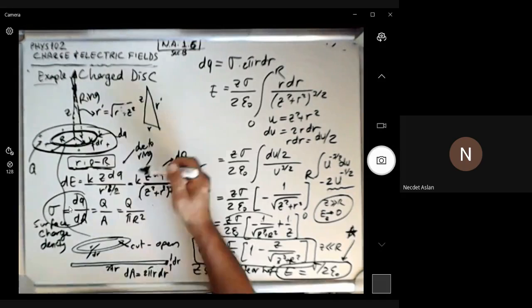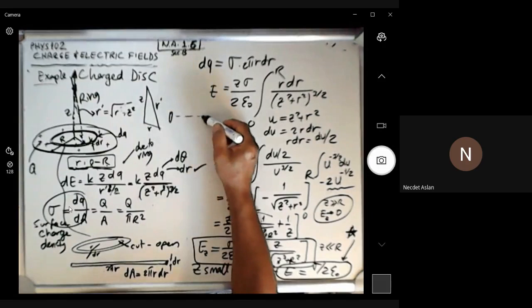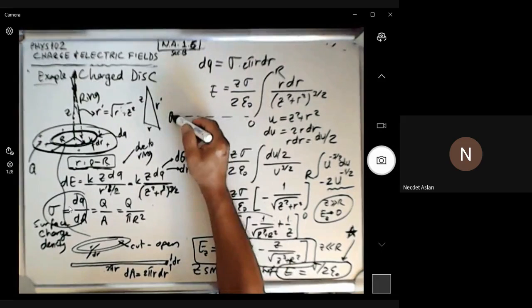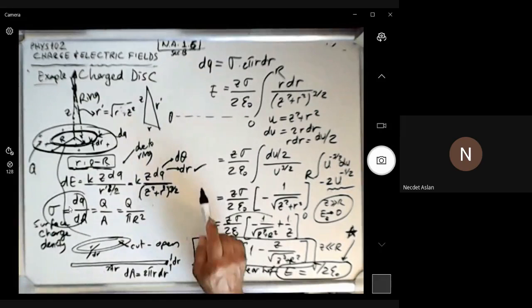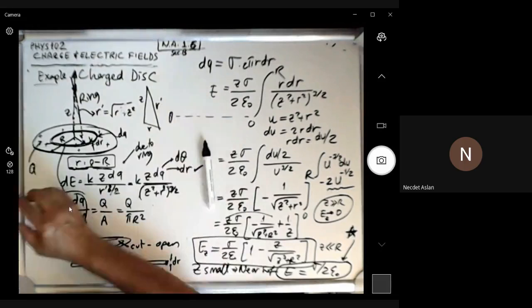Remember that earlier for the ring problem, I told you that when you are so far away, you cannot really distinguish if this is a point charge or just a ring, okay, because it's too far away. So the electric field should always be reducing when you are getting away from the source, whatever the source is, of course. So this is the end of this recording.